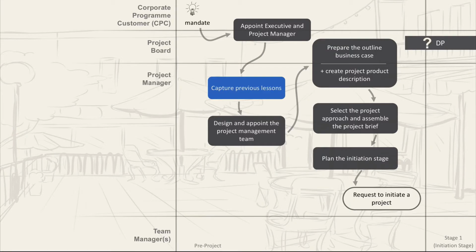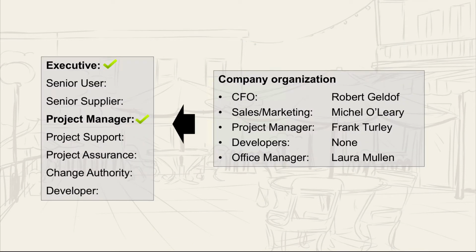The next activity is design and appoint the project management team. Now we already have the executive and the project manager that was given to us at the start of the project, and the other roles are then we have Robert is the executive. We have Michelle O'Leary, which is a sales and marketing person. We've got me, Frank Turley, which is the project manager. That's easy. We have the developers. We have non-internal, and we have office manager, who's Laura Mullen.